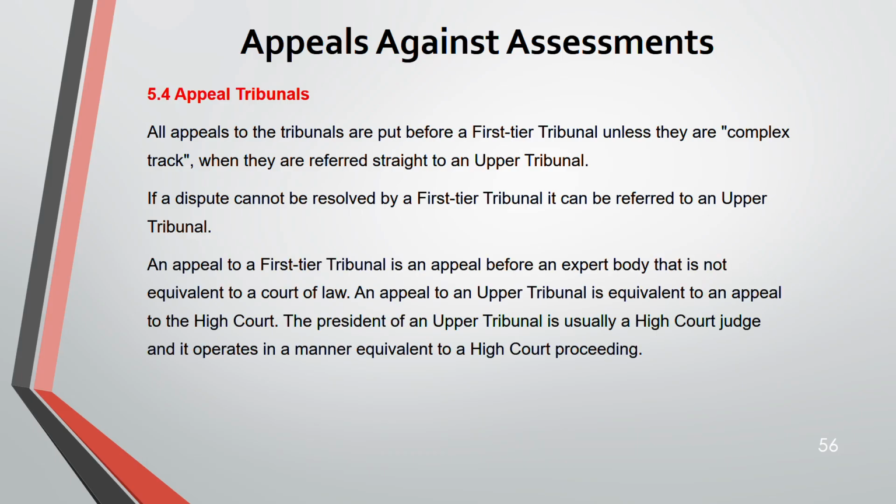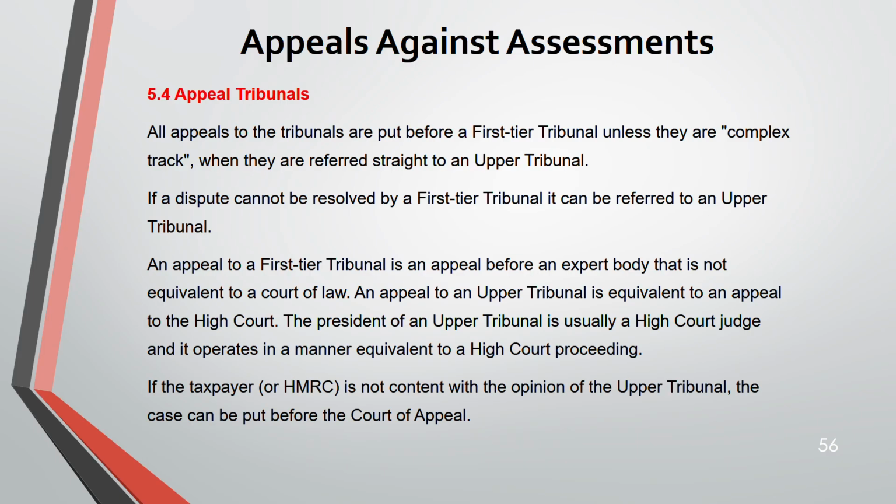An appeal to the first tier is an appeal before an expert body. Remember, this expert body is not equivalent to a court of law. They are just some experts. Before some experts, you are putting your appeal. But an appeal to an upper tribunal is equivalent to a higher court. The president of an upper tribunal is usually a high court judge, and it operates equivalent to high court proceedings. If the taxpayer or HMRC is not content with the opinion of the upper tribunal, they can put their case before the court of appeal.